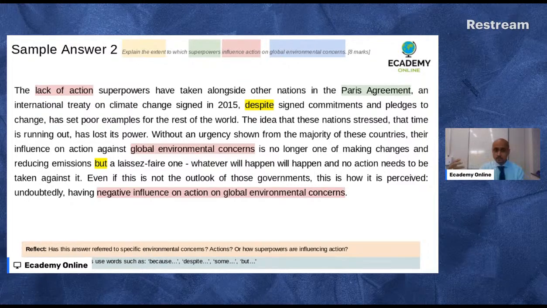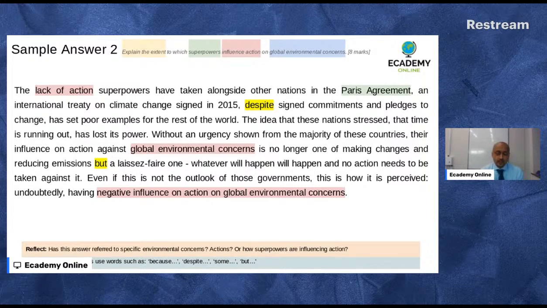And then it finishes with, even if this is not the outlook of those governments, this is how it is perceived, undoubtedly having a negative influence on global action on global environmental concerns. Right, so I'm assuming that this is a conclusion of some sort that this candidate is writing. But again, even if this was just the conclusion of a longer piece of work, it has not established any particular global environmental concerns, and it's not really critically analyzed the pros and cons of something. Through the writing, it hasn't demonstrated to me that this candidate has a solid understanding of the issues that are involved. Okay?